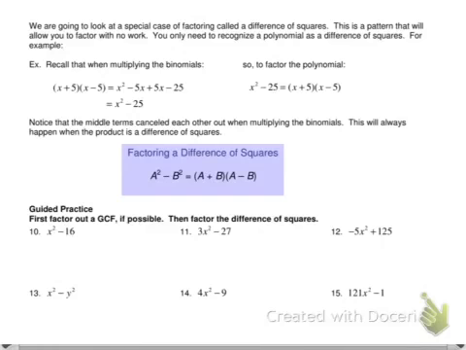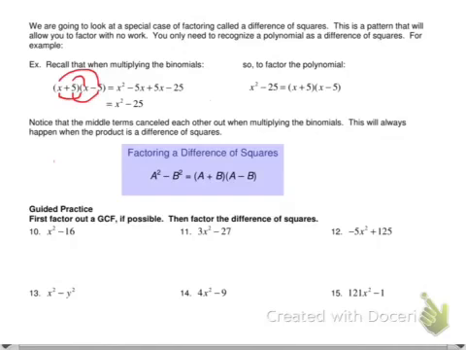When we FOIL out our first example, there's a pattern when you have two numbers that are the same, 5 and 5, one positive, one negative. Like in our first example, x plus 5 and x minus 5. If we FOIL those out, x times x is x squared, x times negative 5 is negative 5x, 5 times x is 5x, and 5 times negative 5 is negative 25.